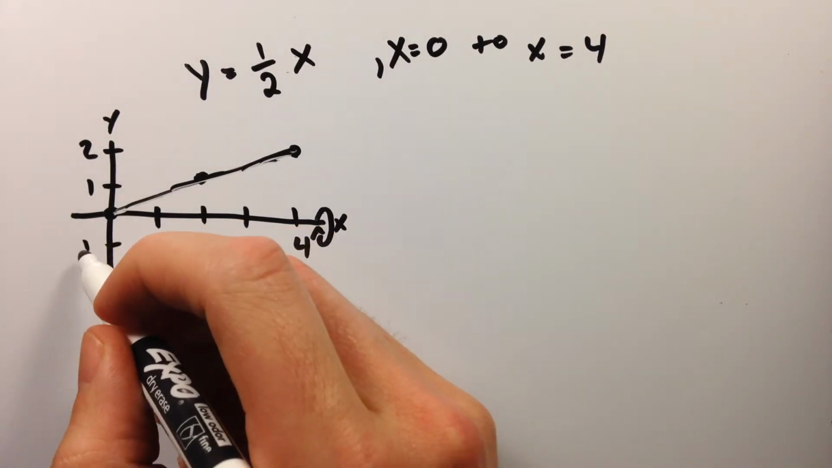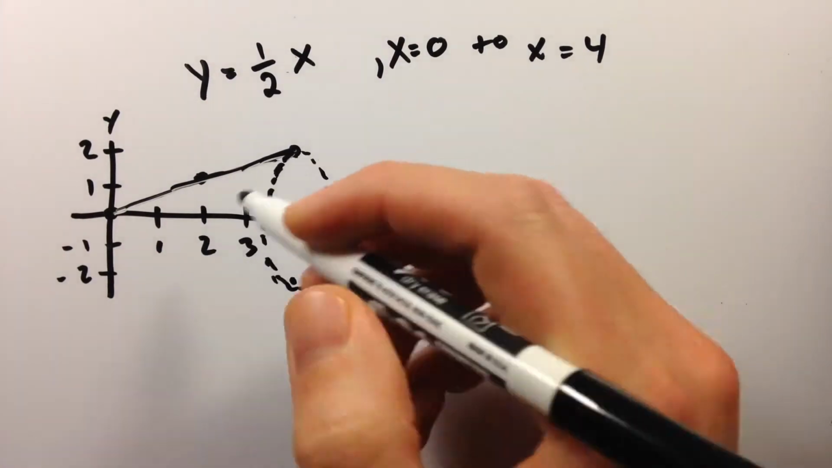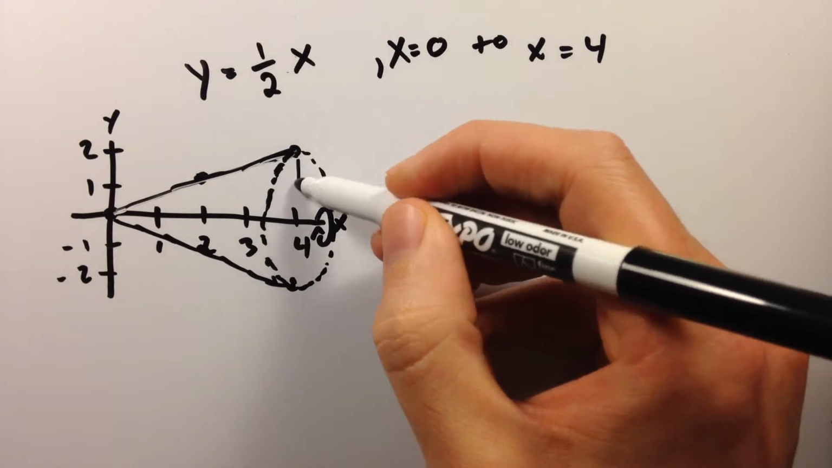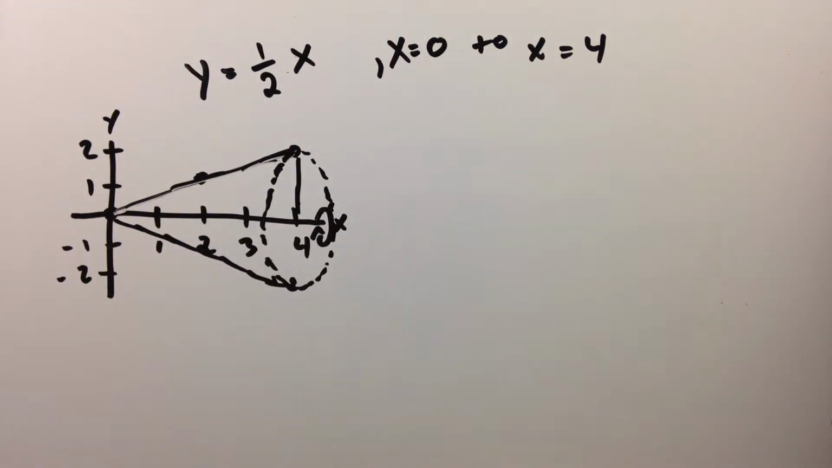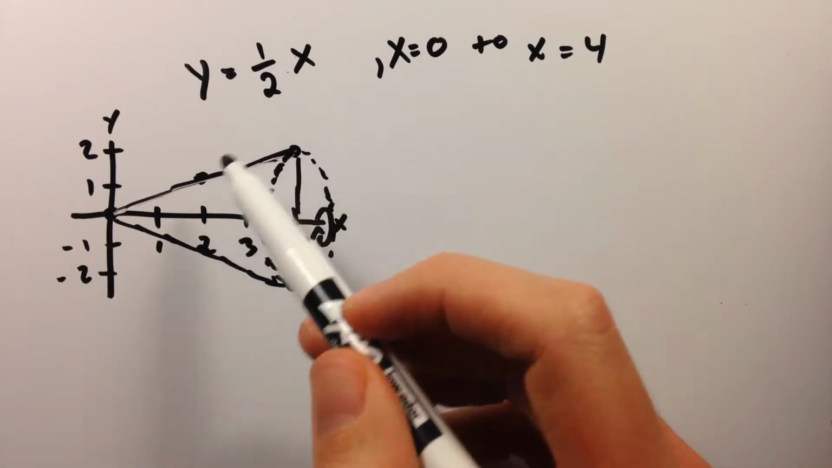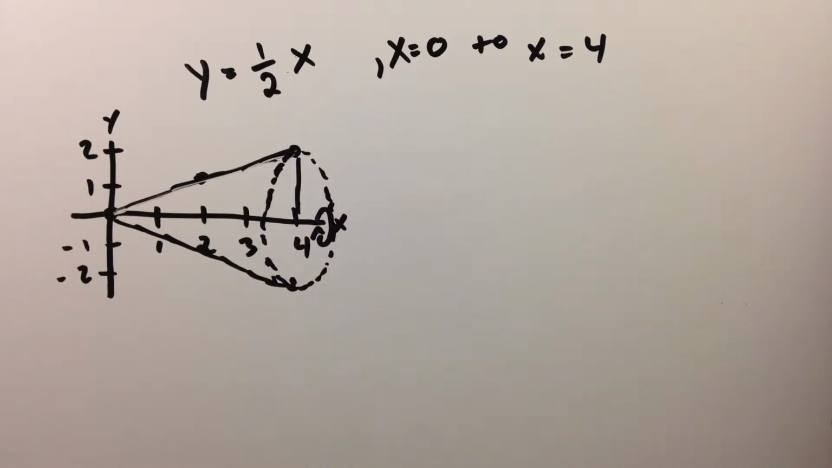That would look something like this. So we have now some cone here, that when the original line is revolved around the x-axis would give us that cone. So how can we go about doing this?